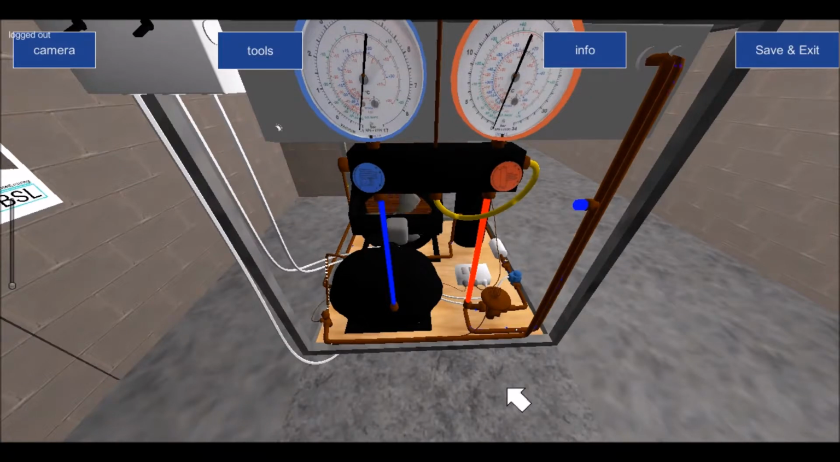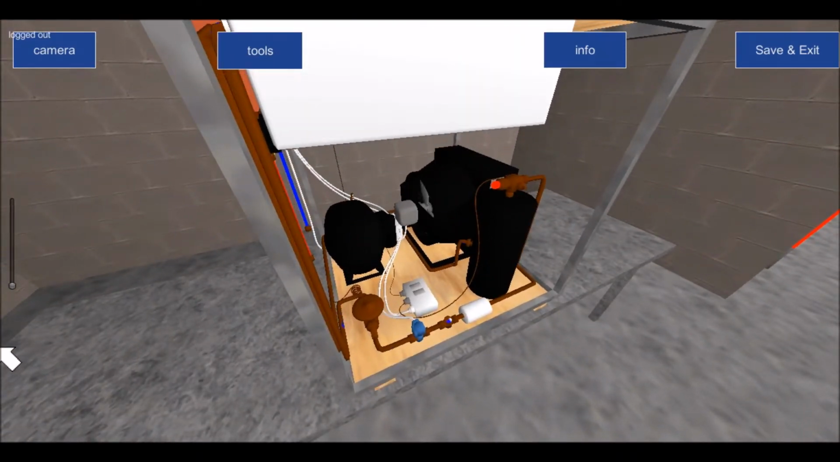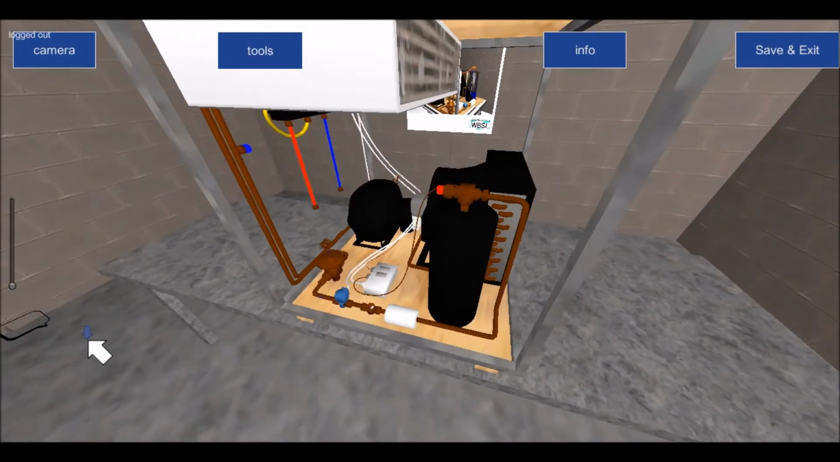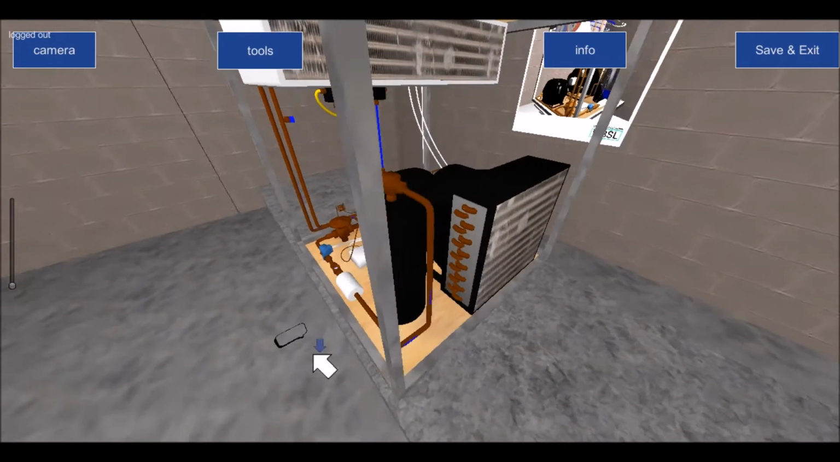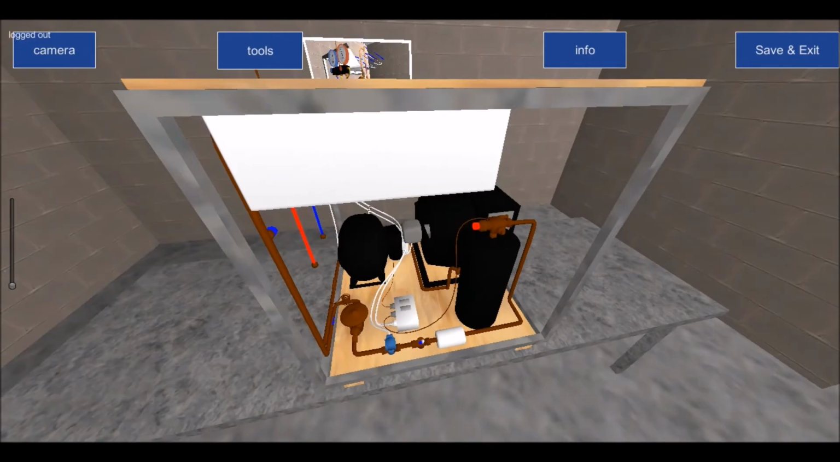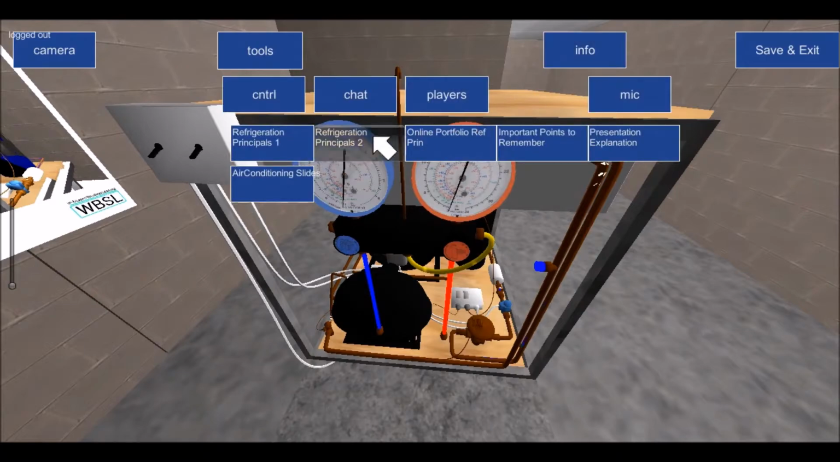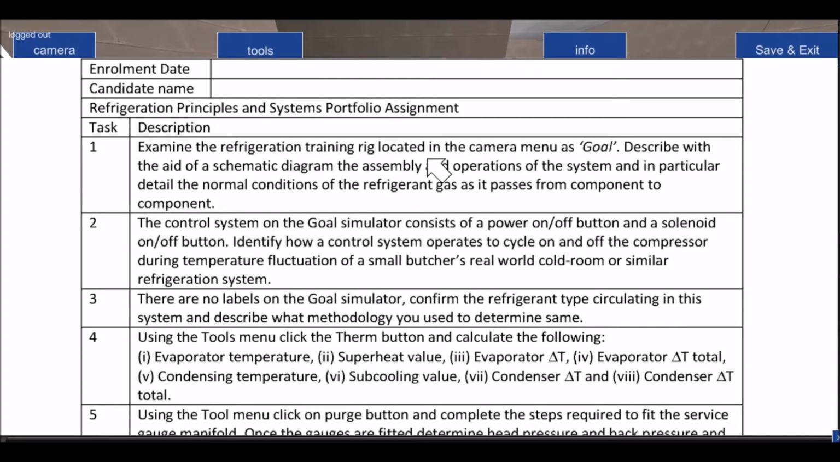Now, what's important in your drawing is that it reflects the number of accessories and components that you see here in this camera view. As long as your one drawing shows all of these items, that you can explain it. So what you're being asked to do, if we go again into the portfolio, is examine the refrigeration training rig located in camera menu goal. Describe with the aid of a schematic diagram, so this is what we mean, the assembly and operation of the system, and in particular detail the normal conditions of the refrigerant gas as it passes from component to component.